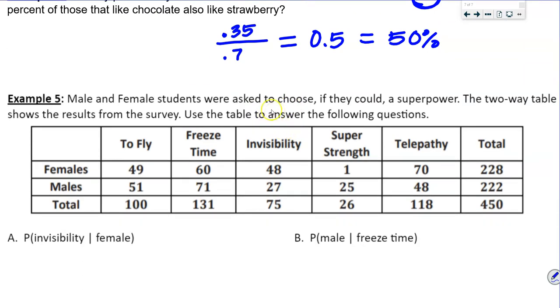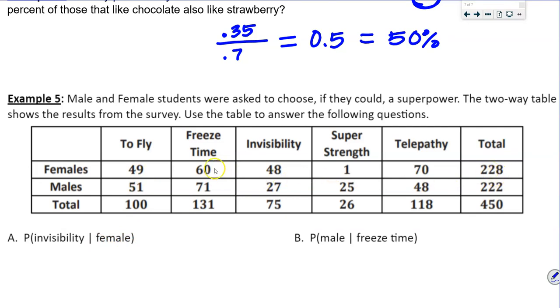It says male and female students were asked to choose if they could have a superpower. The two-way table shows the results from the survey. Use the table to answer the following questions. So this is saying, what is the probability of invisibility given that the person's a female? Okay, so now listen again. This is our given part. The second part is always our given part. So given that the person is a female, how many total females do we have?